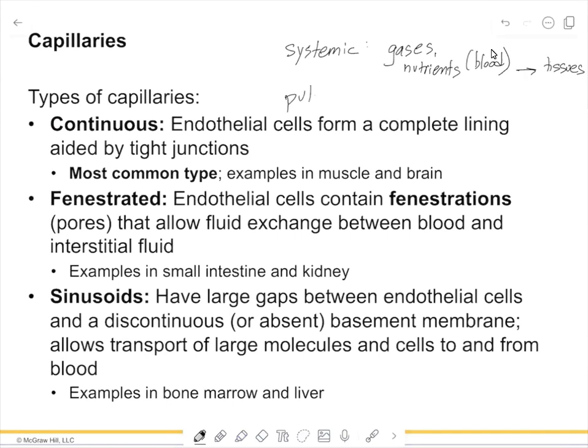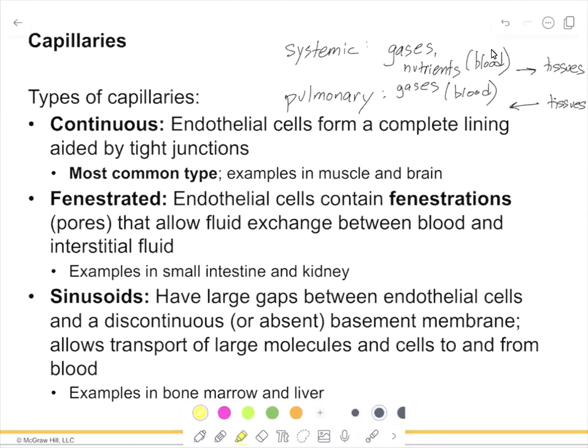Whereas in the pulmonary capillaries, the gases are going to be going in the opposite direction. So with the tissues would be the alveoli, which would be the lungs. In this case, gases are going to go back into the blood, because this, remember, is specifically including deoxygenated blood from the right side of the heart. It goes to the pulmonary capillaries, where it is going to pick up the fresh oxygen and take it back to the left side of the heart.